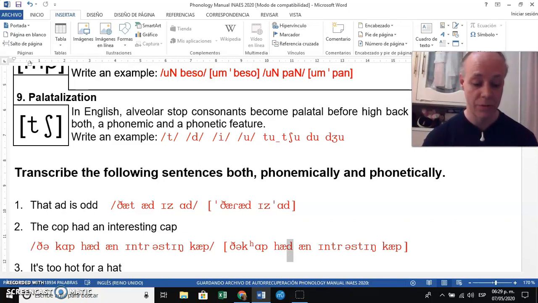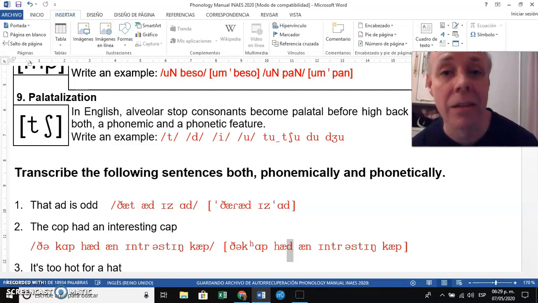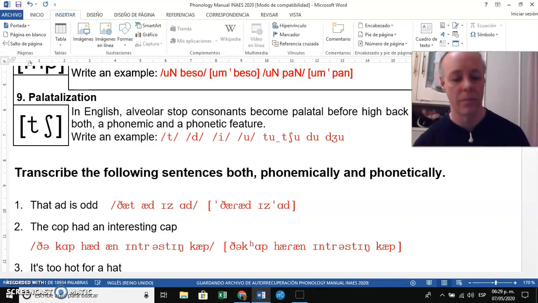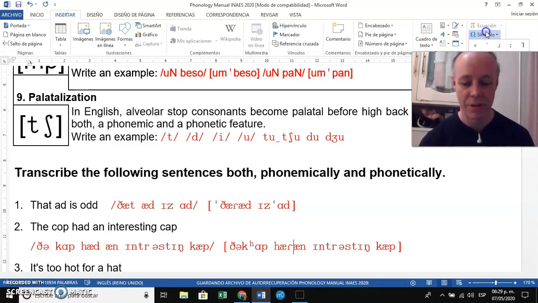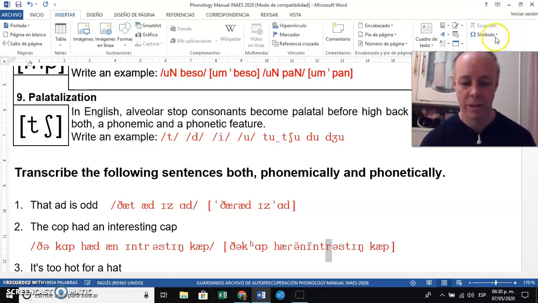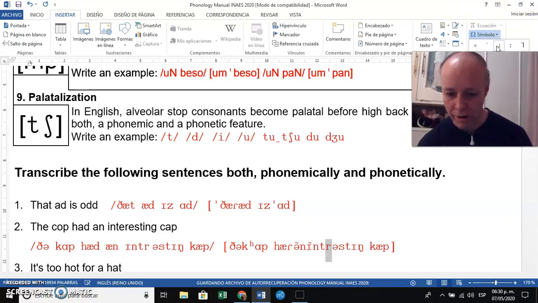The D turns into a flap. What happens with the "an"? It's too much. It becomes reduced to a schwa. Hadn't. And because there is a nasal there, we write it nasal. The cop had an interesting. What happens with the R? We use the retroflex R, which is here.